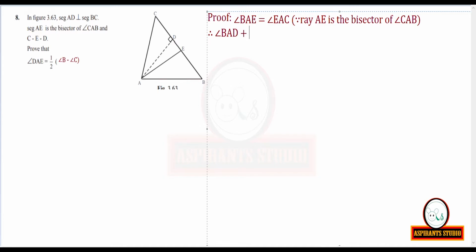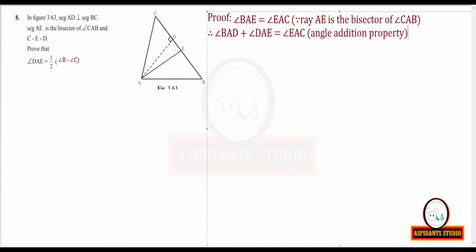Do the correction in the textbook. Those who have the old version may have some difficulty in this question, and those who have the new version, if you have the wrong question also, you have to correct it. Angle DAE is equal to half of angle B minus angle C is the right thing that we have to prove. Now look at the proof.